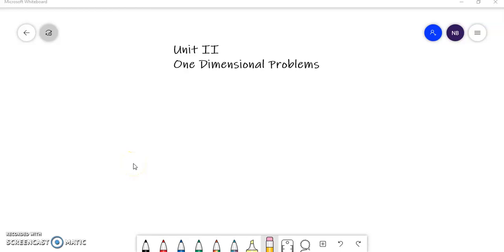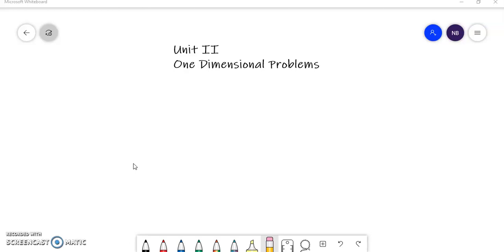Hi everyone. Let us today begin with Unit 2, which has one-dimensional problems. So far we have solved spring problems and one-dimensional bar elements using the Rayleigh-Ritz method and Galerkin method. So let's move on and solve for one-dimensional problems. So how to divide a given problem into smaller elements, the numbering scheme used, the global vector, etc. that we are going to see in this class.